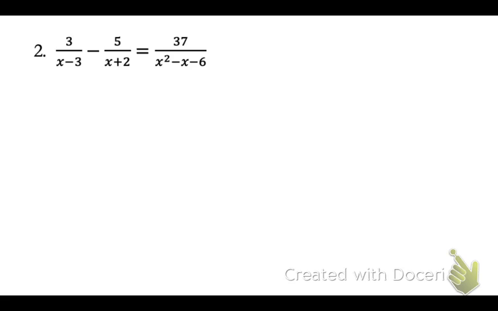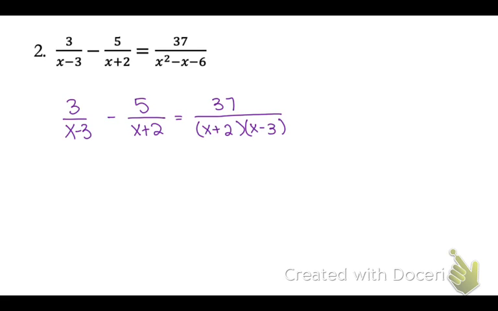On number 2 here, as you're working through, you're going to need a common denominator. So the first thing we're going to do is factor the denominator on the second side to see what we've got. Okay, we notice that we have x plus 2 and x minus 3, which are the ones that we're using on the other side.